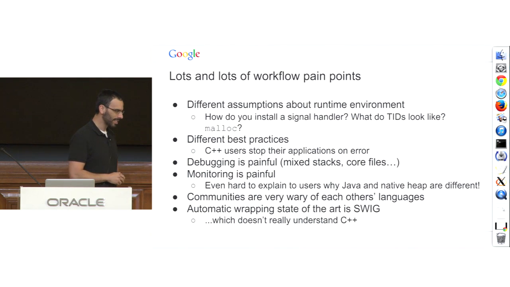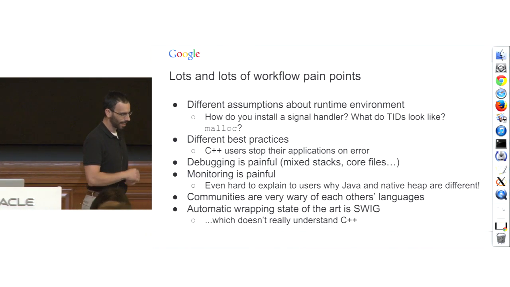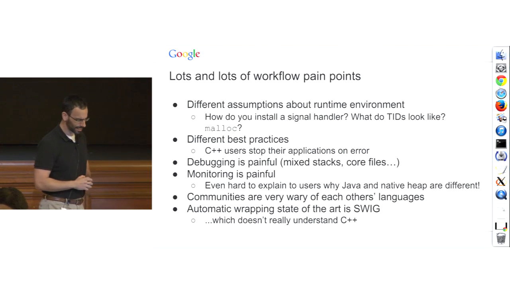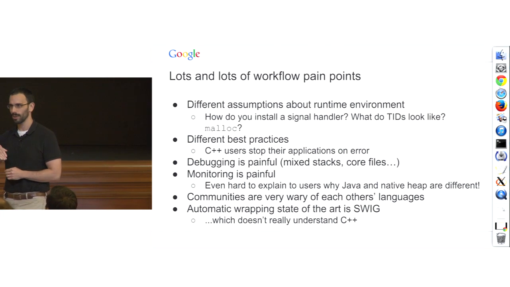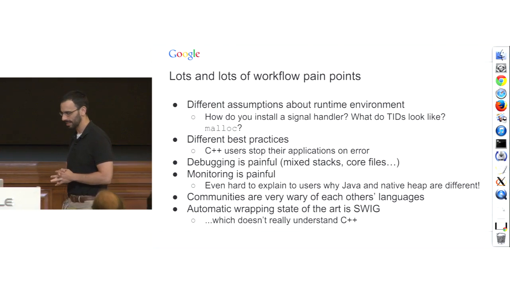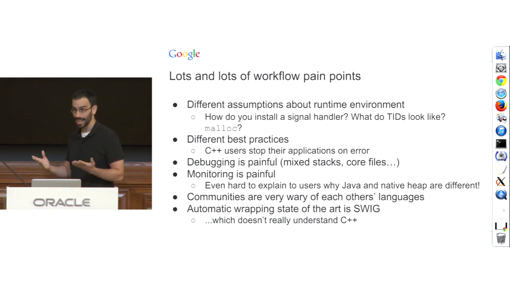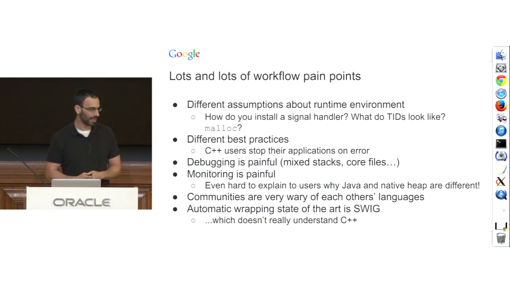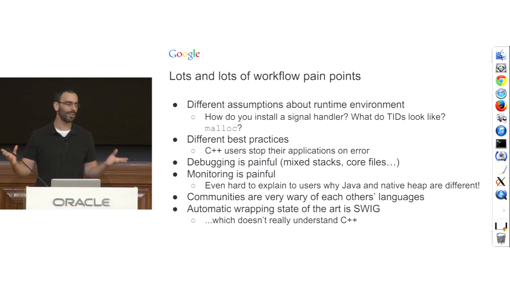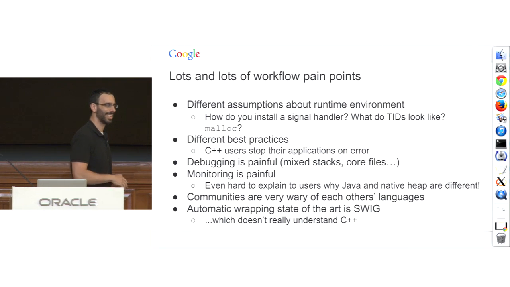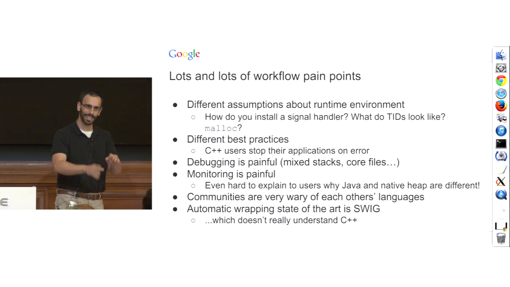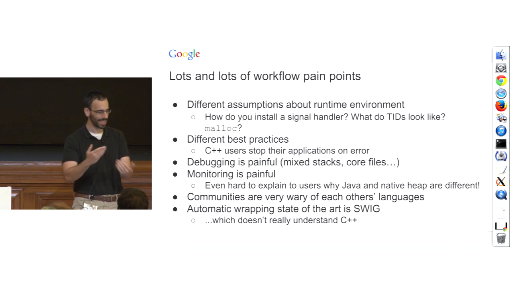And those are the engineering ones, but there's also a lot of workflow ones. And this is somewhat softer than some of those other ones. I want to talk about some of the soft things because they're still challenging to get through. There are different assumptions about your runtime environment. Like a C++ person feels like they can just install a signal handler and it's not a problem. And then you stick that into a blob of JNI and all of a sudden their code starts to fall over and you have to explain to them why that's a problem.